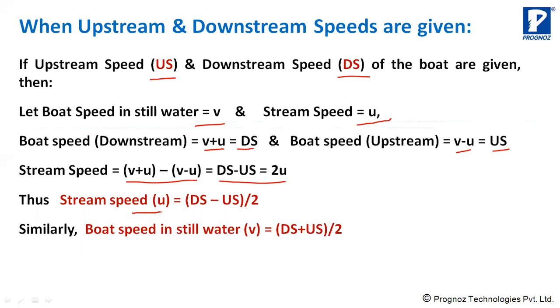So stream speed u is equal to ds minus us, whole thing divided by 2. Similarly, boat speed in still water, v, is equal to ds plus us by 2. This formula is very important, and it's better if you remember it. Stream speed is equal to downstream speed minus upstream speed divided by 2, and boat speed in still water is equal to downstream speed plus upstream speed divided by 2.